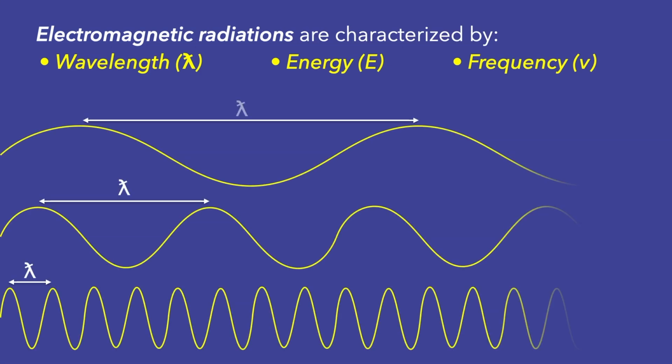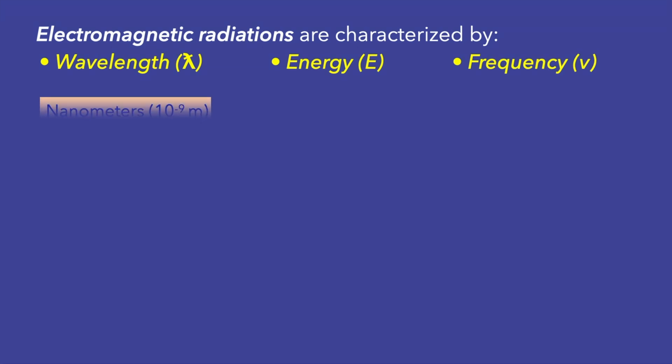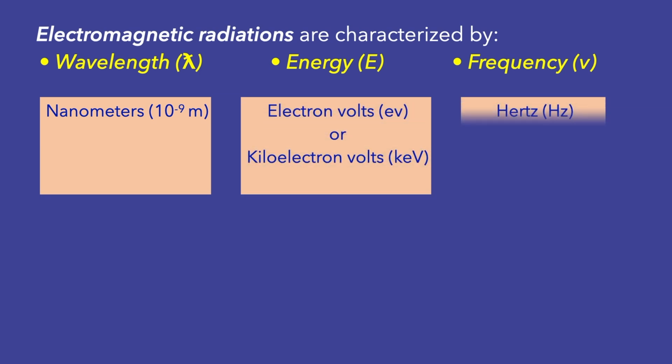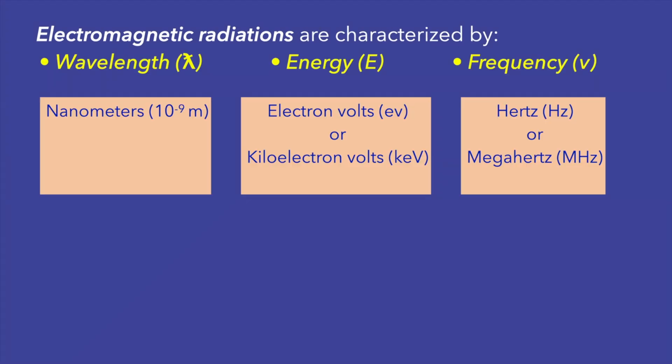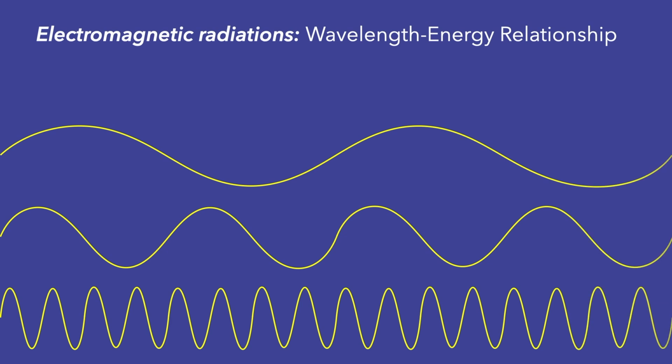Electromagnetic radiations are characterized by three interrelated parameters: wavelength, energy, and frequency. Typically, the wavelength is expressed in nanometers, the energy as electron volts or more frequently kiloelectron volts, and the frequency as hertz or megahertz. In practice, X-rays are most often described by their energy in kiloelectron volts and occasionally by their wavelength in nanometers.